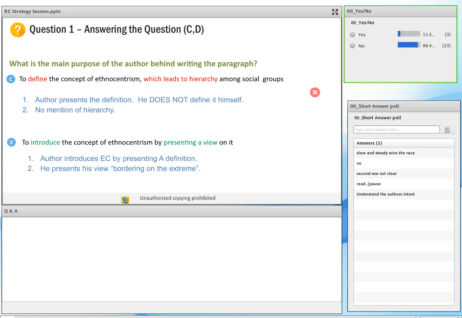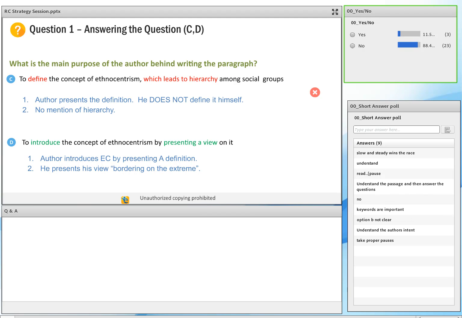Read and pause, understand the author's intent. Slow and steady wins the race. Absolutely. Thank you for saying that. Slow and steady definitely wins the race. That should be the mantra for reading comprehension.